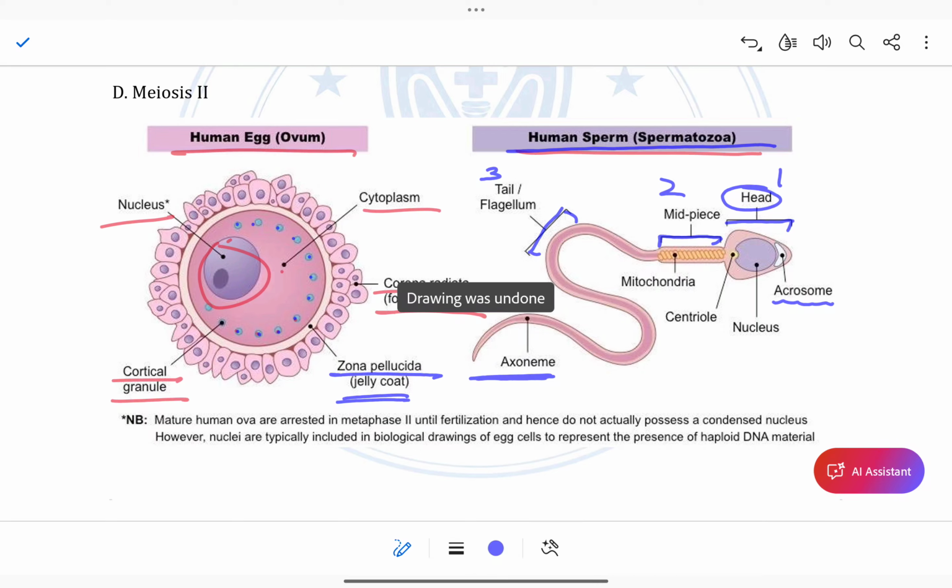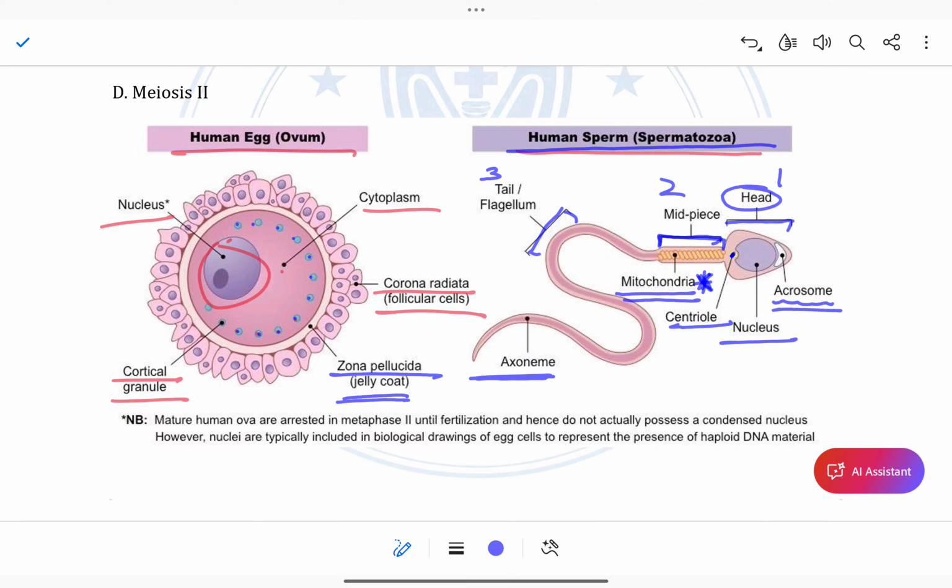So acrosome, nucleus, centriole. This is the centriole. This is the middle piece. This is a question also: where can you find mitochondria? So we can find mitochondria in the middle piece, the mid piece.